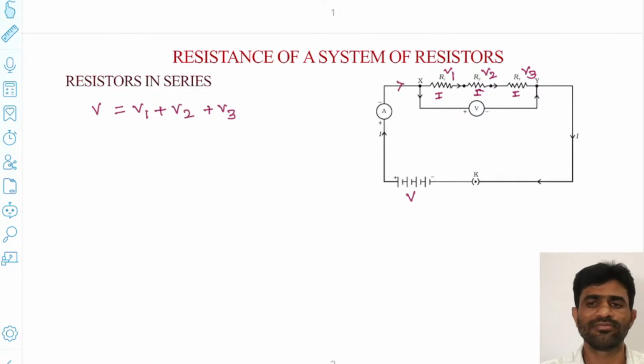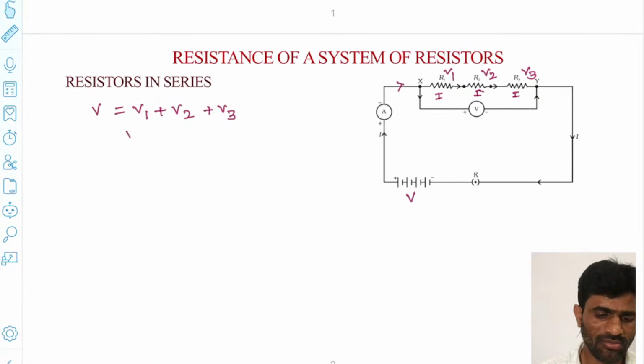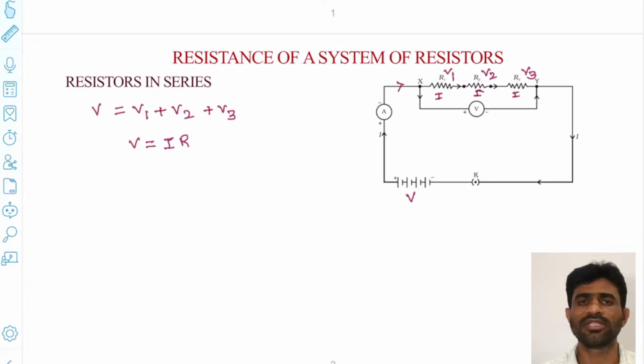Now we use Ohm's law formula. According to Ohm's law, potential difference is directly proportional to current. So V is equal to IR. Hope all of you remember this formula. So total potential difference is equal to total current into total resistance of the circuit. V is equal to IR.